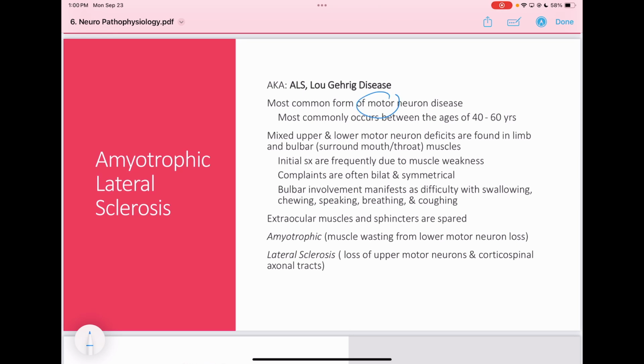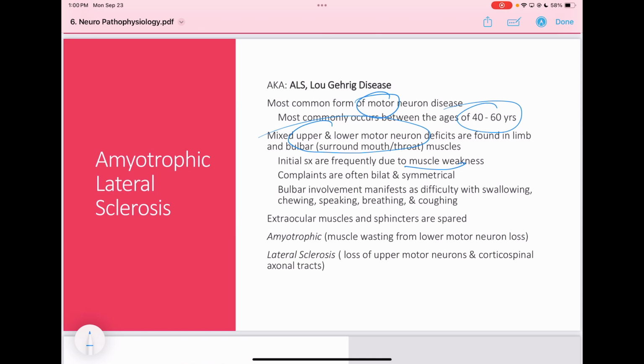Most common form of the motor neuron disease, age of onset between 40 and 60. ALS is a mixed upper and lower motor neuron disease. They get both. Initial symptoms are due to muscle weakness. They'll say, well, I can't really hold my mug of coffee anymore in my hand. It drops out of my hand. That's the beginning part of muscle weakness. They say, I'm having trouble swallowing. I'm coughing when I'm drinking liquids. That's a form of muscle weakness in the throat caused by ALS.